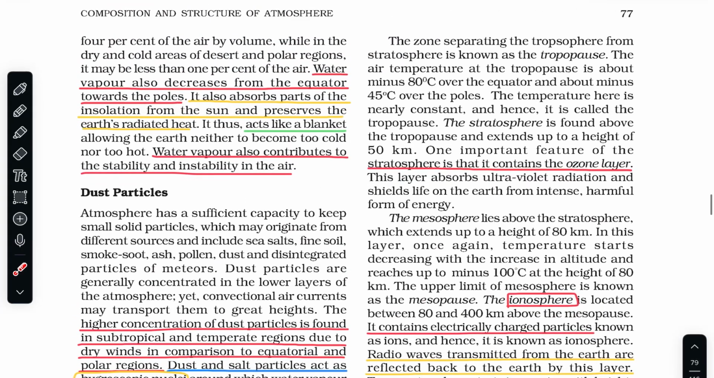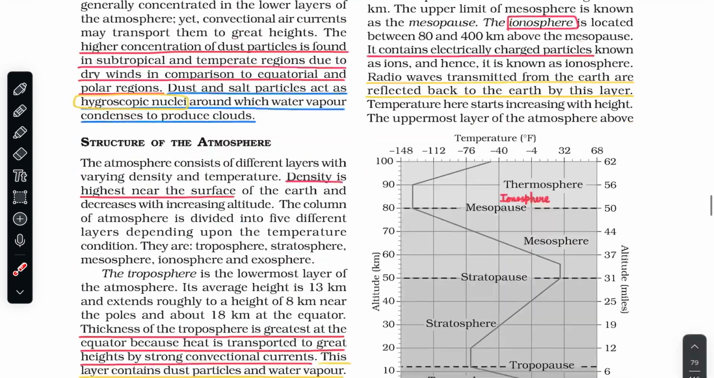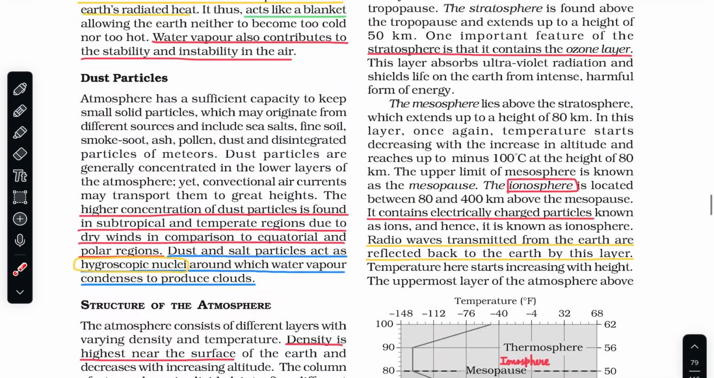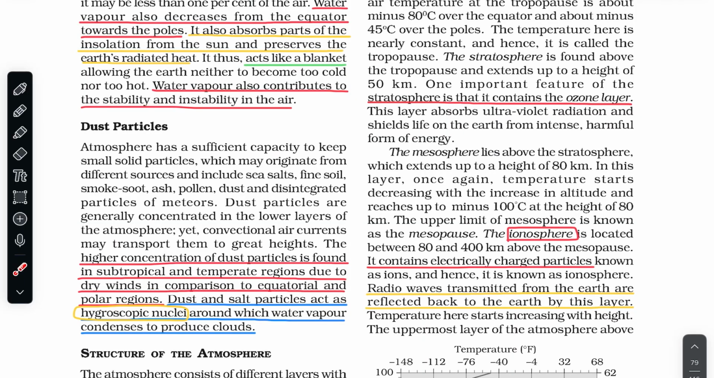Then this is the transition zone, the tropopause. The zone separating the troposphere from the stratosphere is known as the tropopause. The air temperature of the tropopause is about minus 80 degrees over the equator and about minus 45 degrees over the poles. Temperature here is nearly constant, that is why it is called the tropopause.